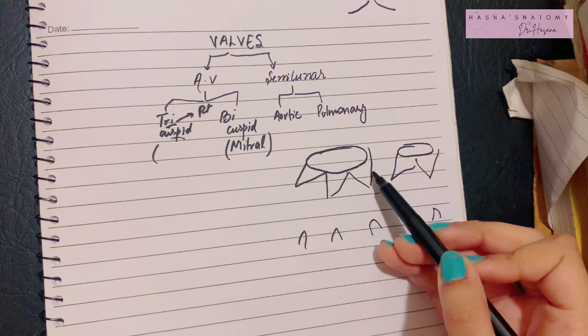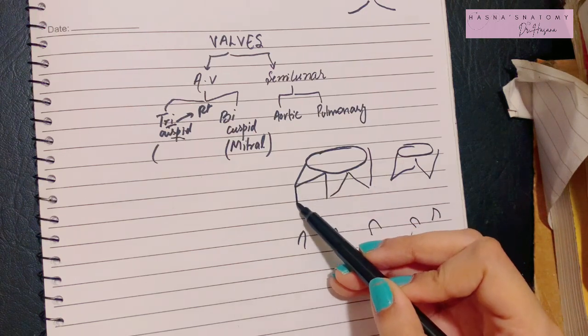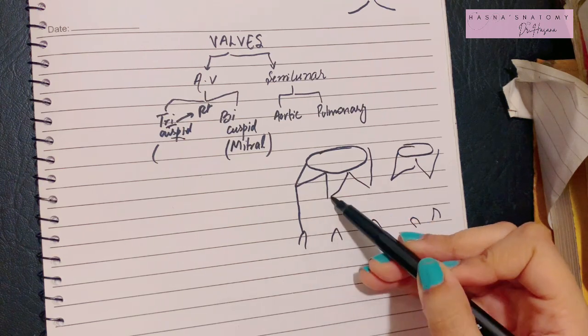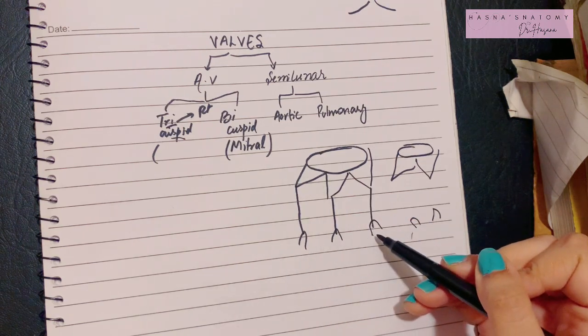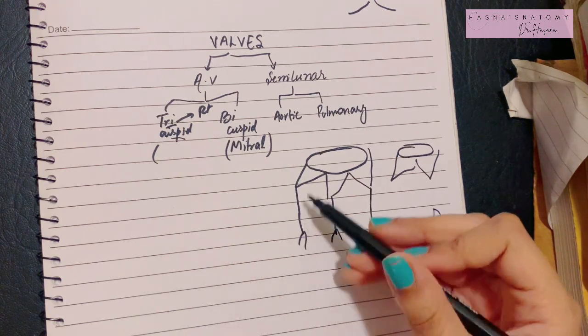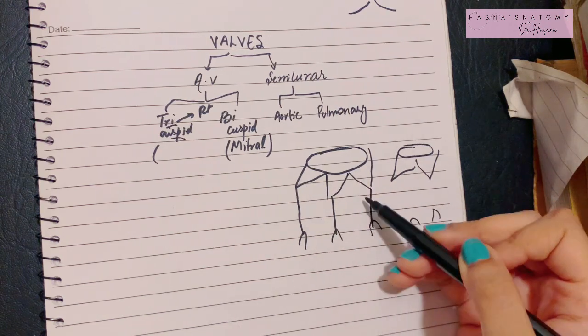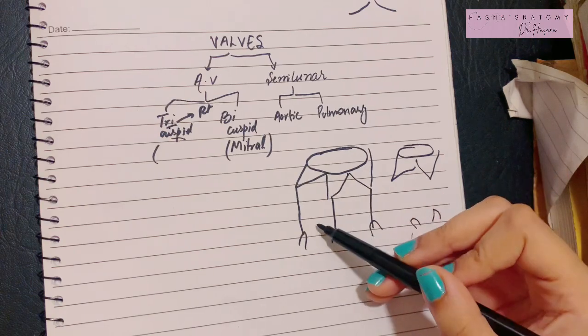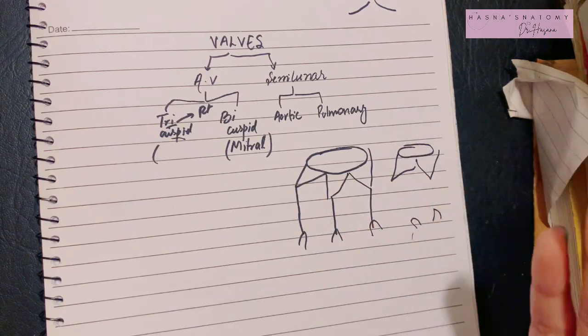These cusps are basically going to be attached to the chorda tendineae. These connect the papillary muscles to the cusps. With the contraction of the papillary muscles, the chorda tendineae are pulled and the valves get closed. And this happens during ventricular systole when the blood has to flow out.